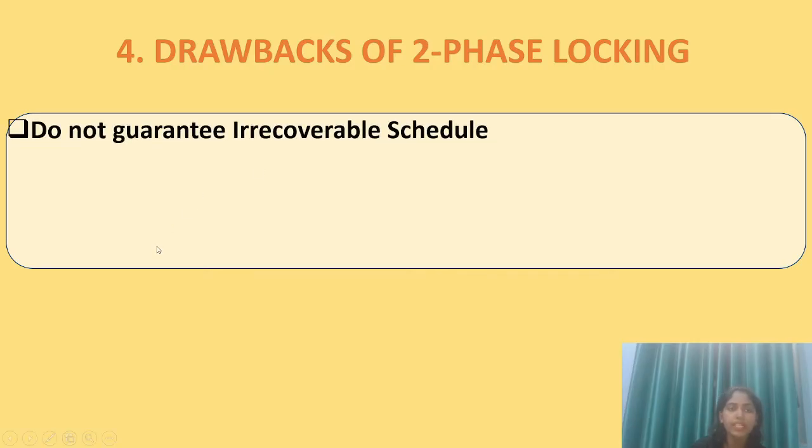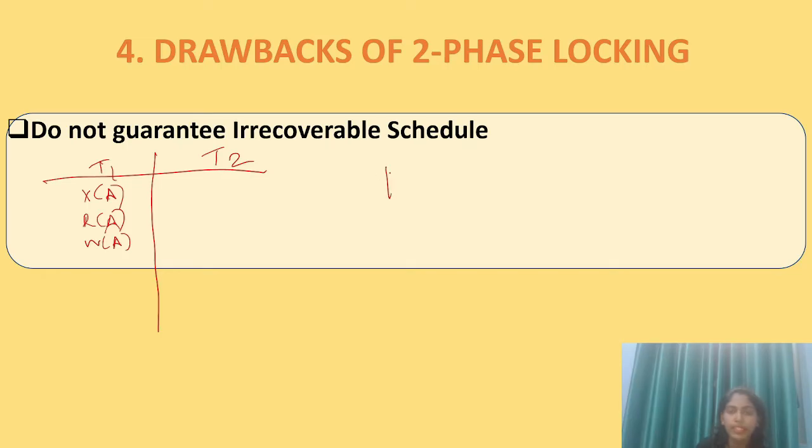First drawback is it does not guarantee a recoverable schedule. For example, you have a transaction T1 and T2. You have an exclusive lock on A. So you are reading the data item A and you are writing into data item A. You are reading and writing 10 inside the data item A, and he has not unlocked, he is unlocking down somewhere, and then T2 starts his transaction.